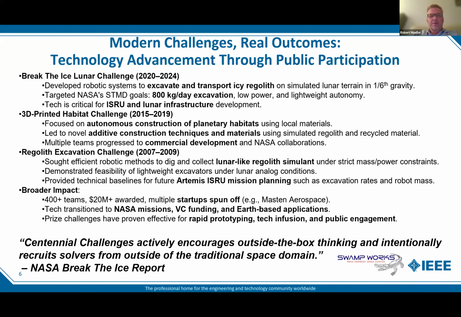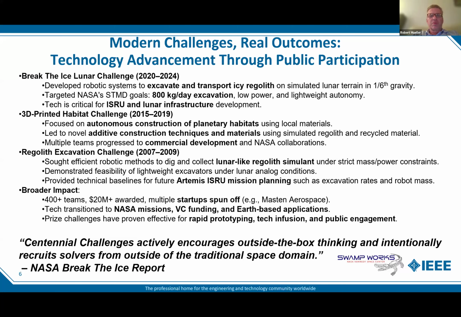Now, I was personally involved in three Centennial Challenges. They're listed here. And my lab, the SwampWorks Granular Mechanics and Regolith Operations Lab, was instrumental in helping out with these challenges. And the most recent one was the Break the Ice Lunar Challenge, which is excavating frozen regolith, frozen dirt, and that was successfully completed in 2024.